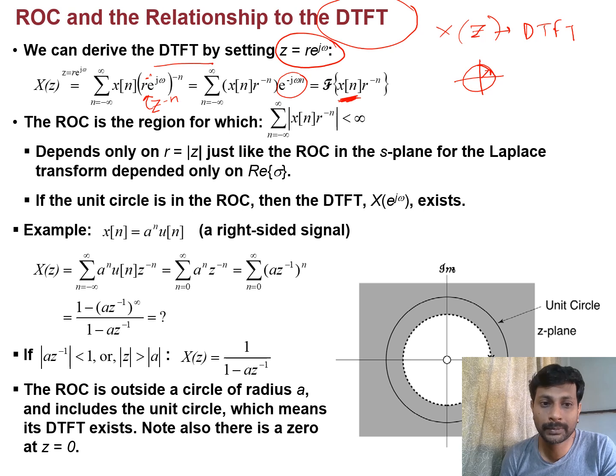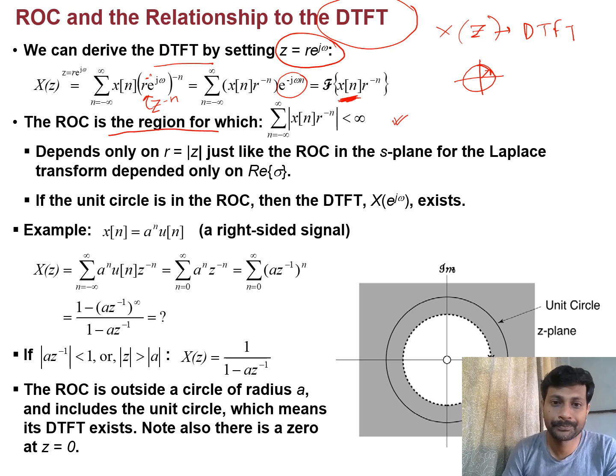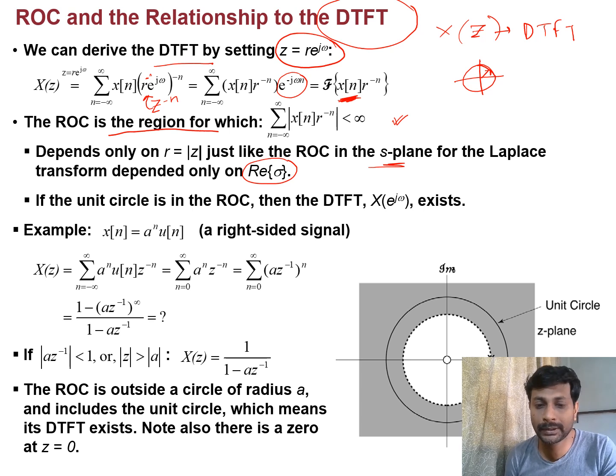So x[n] r to the power of minus n. The ROC is the region for which the summation of x[n] r to the power minus n is less than infinity, in terms of the discrete time Fourier transform, which depends only on r equal to mod z, just like the ROC in the S-plane for the Laplace transform depends only on the real value of sigma. If the unit circle is in the ROC, then the DTFT X(e^j omega) exists.